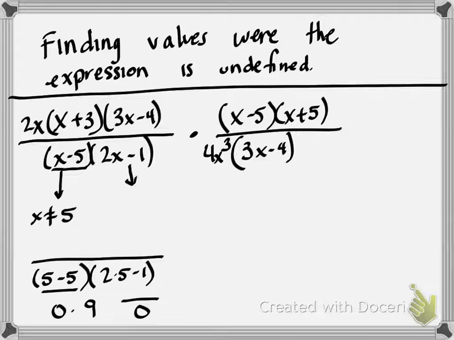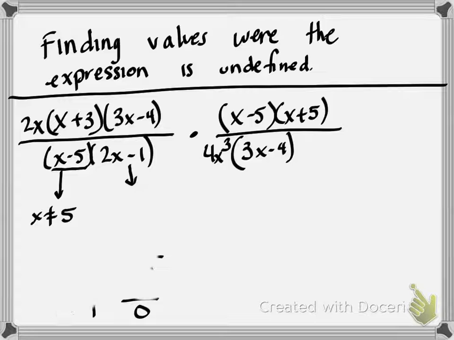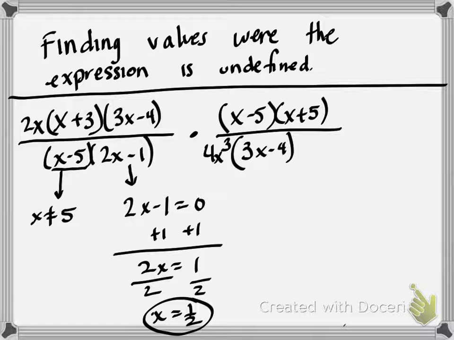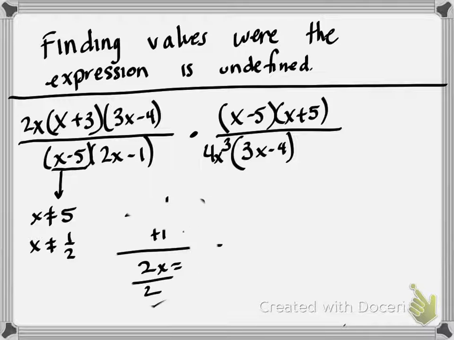For this one, it's a little bit harder to figure out what x value will make that 0. So if you ever get to a situation where you don't know, what you can do is just set it equal to 0, and then solve this little equation here by adding 1 to both sides. And then you get 2x equals 1, and then divide both sides by 2. And so the x value that I would plug in to this parentheses and make it 0 would be 1/2. So again, in my list of stuff that is not defined, it would be x cannot be equal to 1/2. Alright, so we can erase that now. We don't need that anymore.